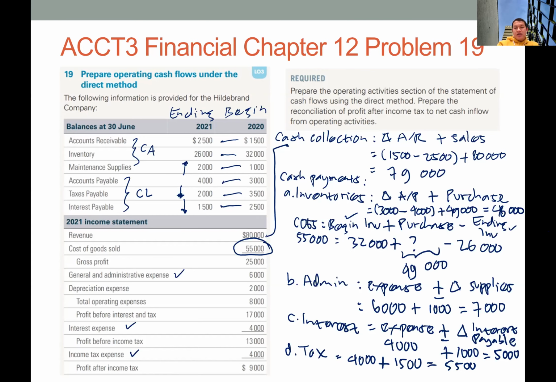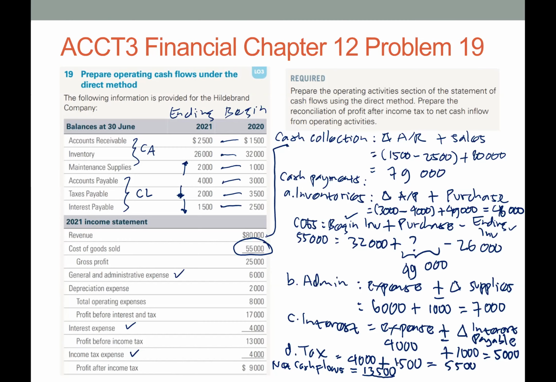So 79,000 minus 48,000 minus 7,000 minus 5,000 minus 5,500. That will be the net cash flow from operation. Okay, we should get 13,500. Please check my calculation.